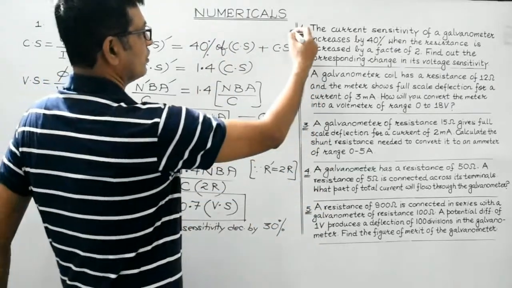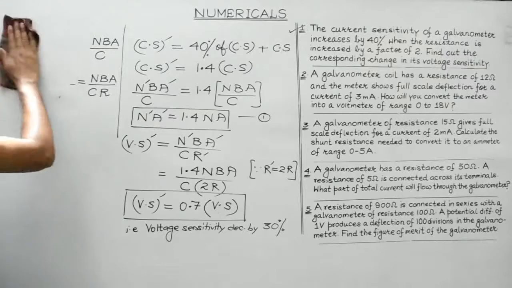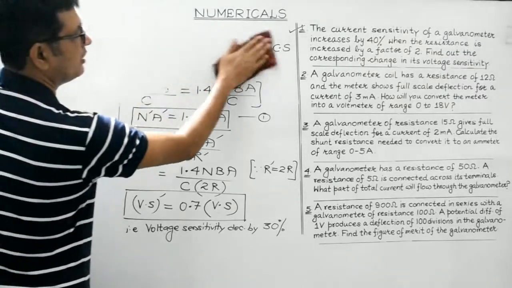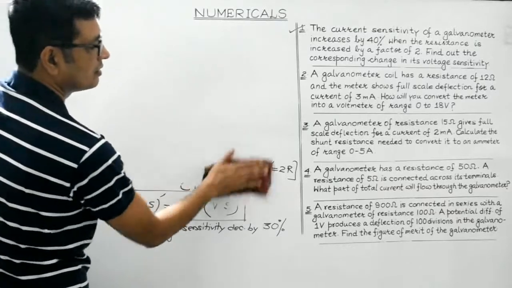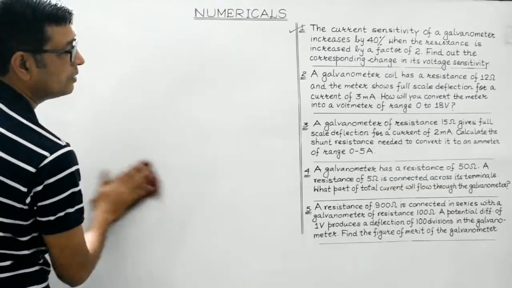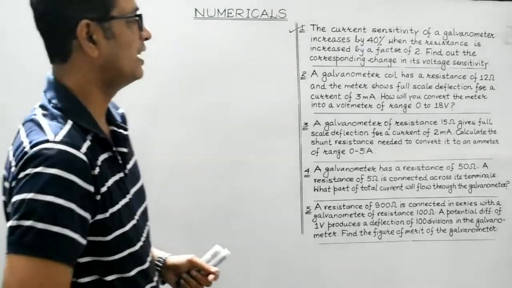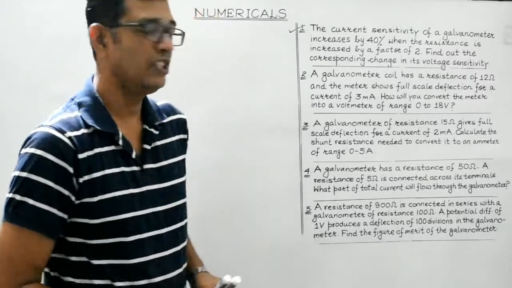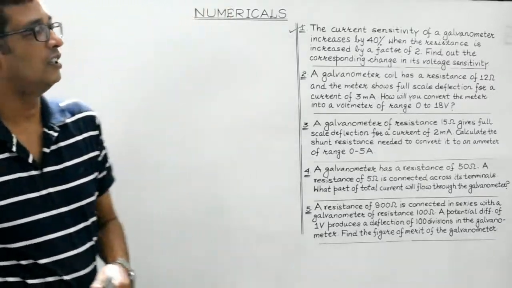So students, we are done with question number 1. Now let's concentrate on the second question then. Let me read the question for you. A galvanometer coil has a resistance of 12 ohm and the meter shows full scale deflection for a current of 3 milliampere. How will you convert the meter into a voltmeter of range 0 to 18 volt?